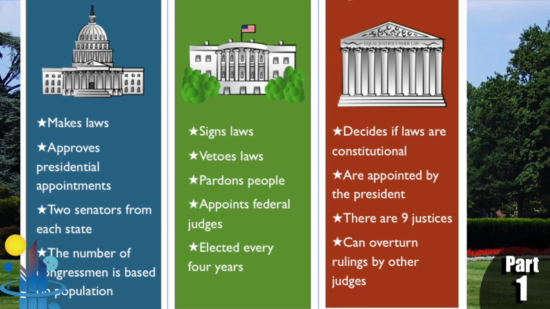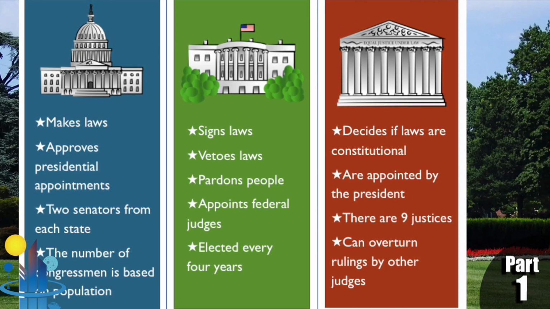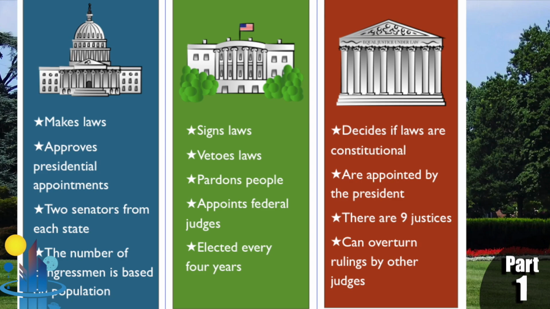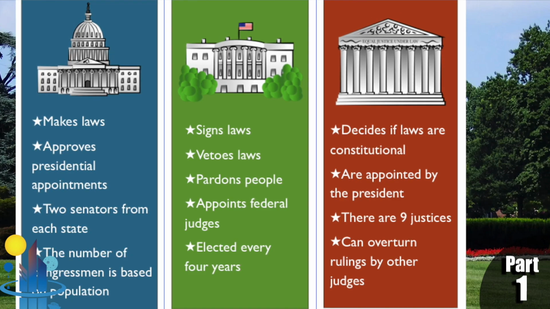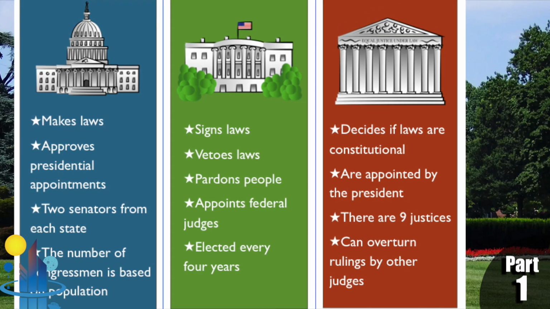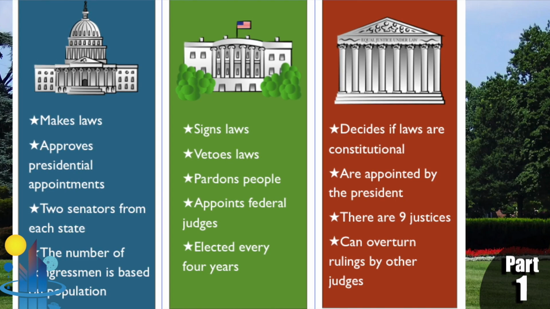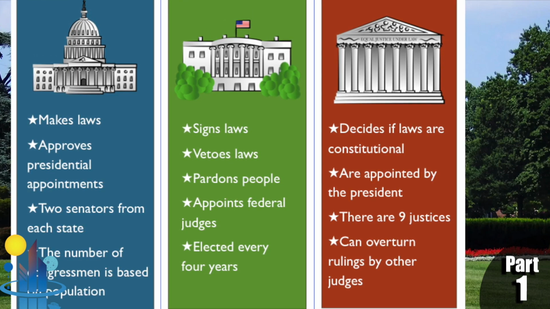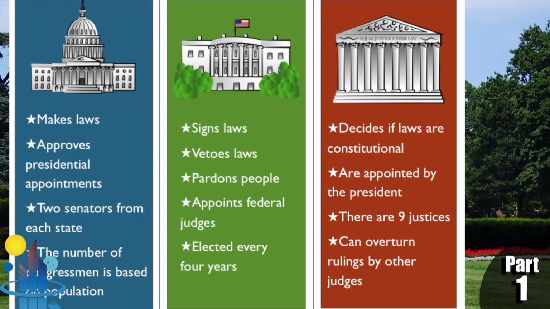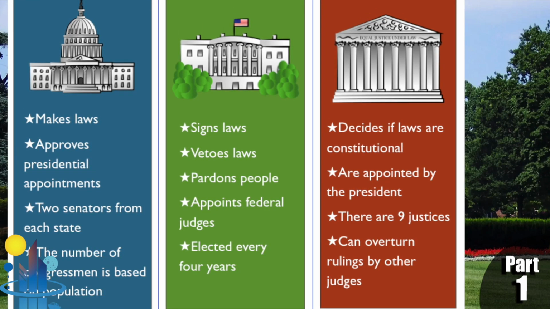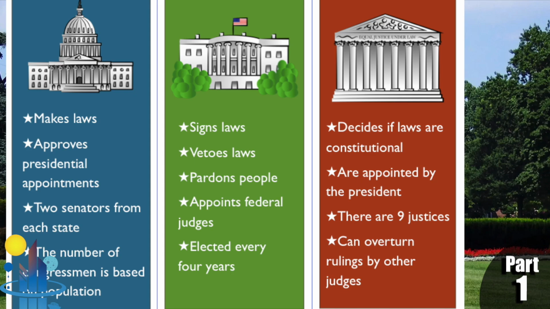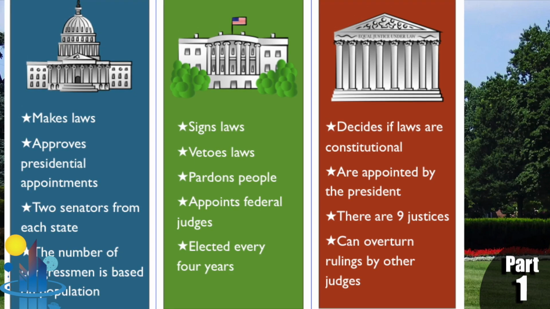Sixth is in Cincinnati. The seventh is in Chicago. The eighth is in St. Louis. The ninth is in San Francisco. The 10th is in Denver. The 11th is in Atlanta. And then you have the District of Columbia, which is in Washington. And then the Federal Circuit, that's in Washington. So those are the 13 courts.